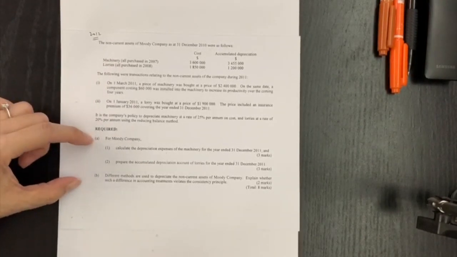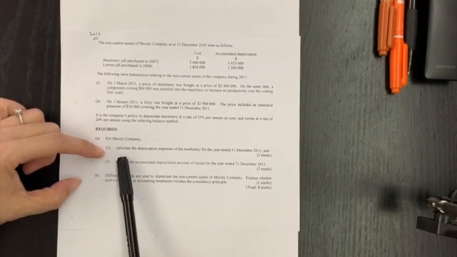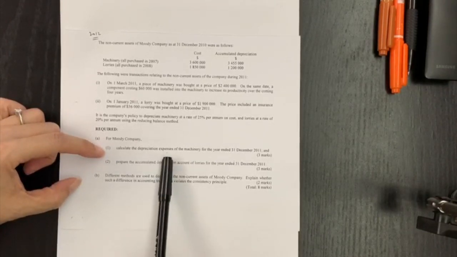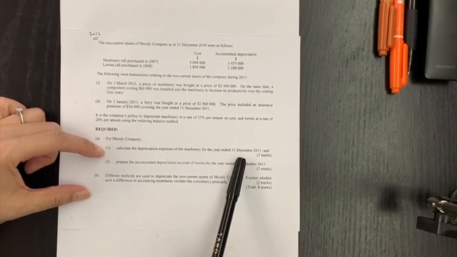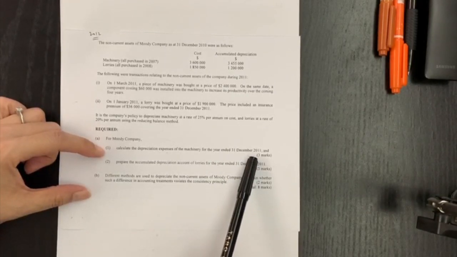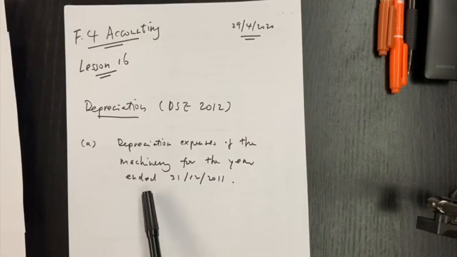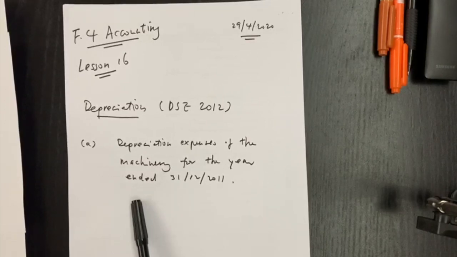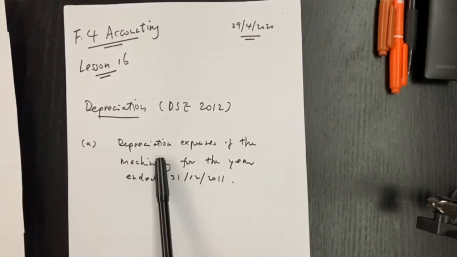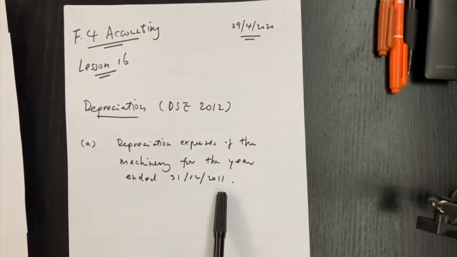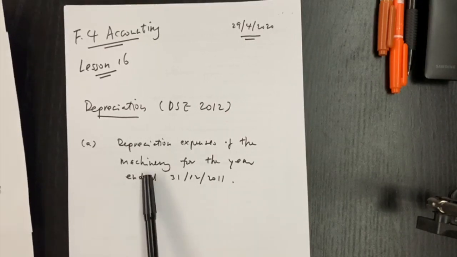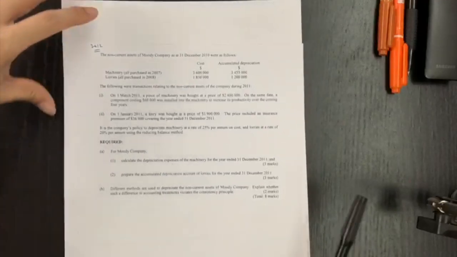All right, and part A, the first question, we need to calculate depreciation expenses for the machinery for the year ended 2011. Okay, so here is the statements. Later on we are going to show the steps here about the calculation of depreciation expenses for the year ended 31st December 2011 for the machinery. Okay, so now let's look at the question.